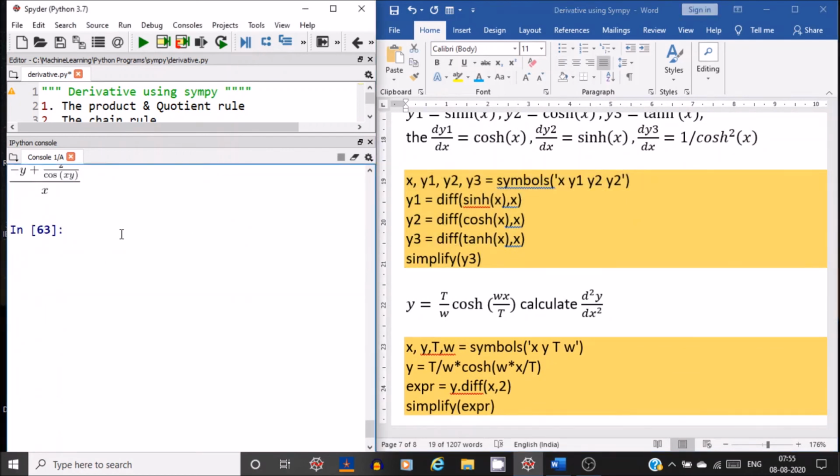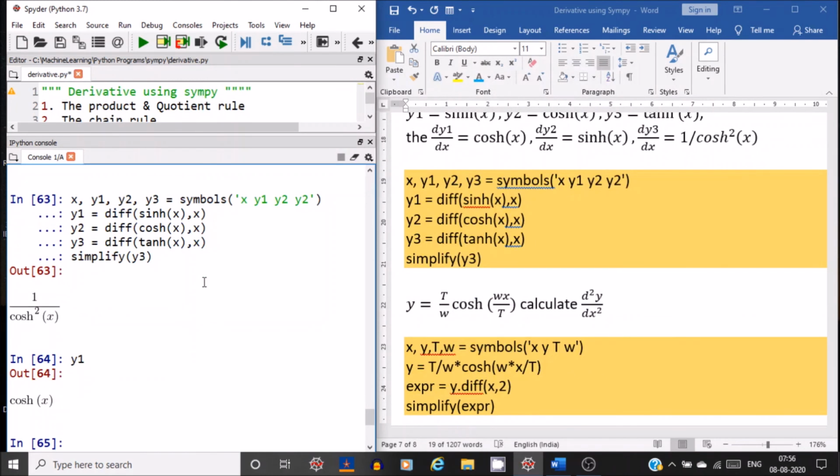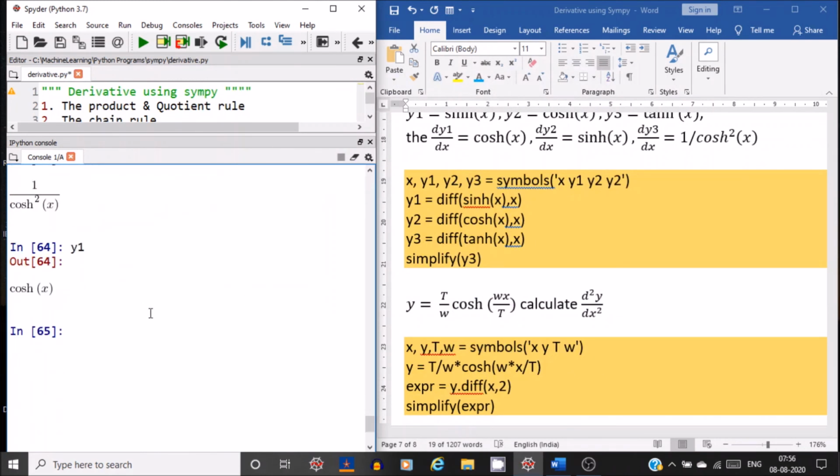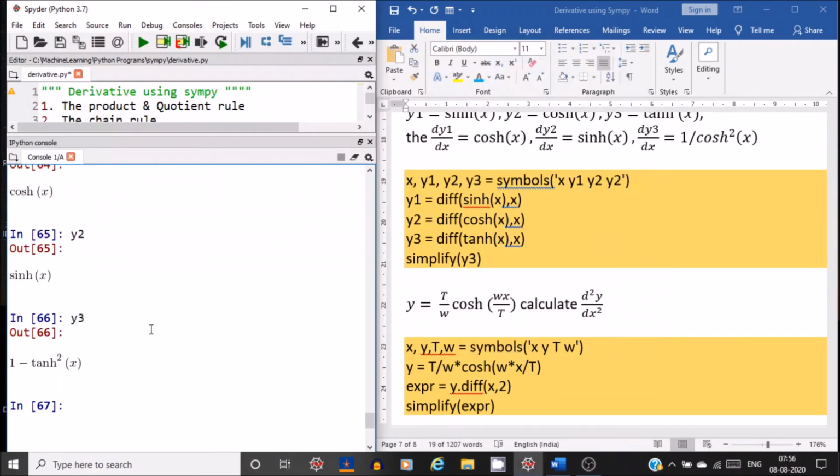So first of all, x, y1, y2, y3 all are the symbol. Y1 is differentiate sin hx with respect to x, y2 is what? Differentiate cos hx with respect to x, and y3 is differentiate tan hx with respect to x. So we just see the result one by one. So y1 is what? This is the differentiation of sin hx. What is y2? This is the differentiation of cos hx, and what is y3? So y3 is the differentiation of tan hx.